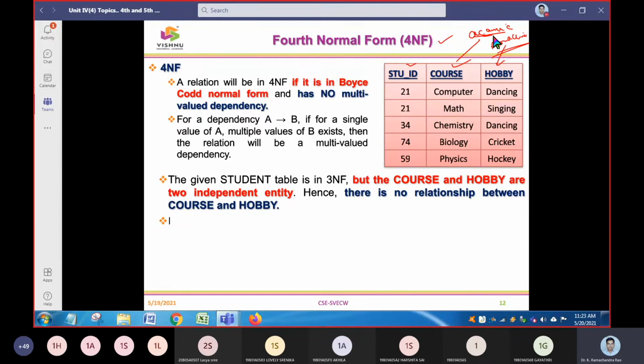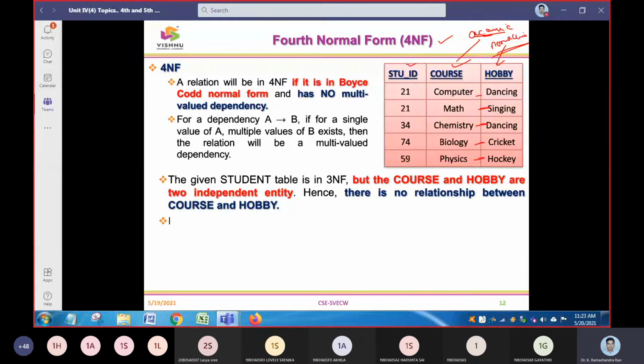Is there any relationship between academic activity and non-academic activity? Definitely not, right? Is there anything to do with computer science and dancing? Maths and singing, chemistry and dancing, biology and cricket, physics and hockey? No. Hobbies are totally different.